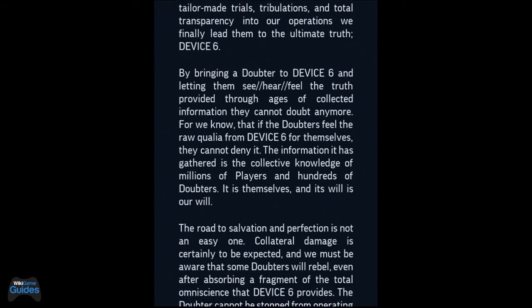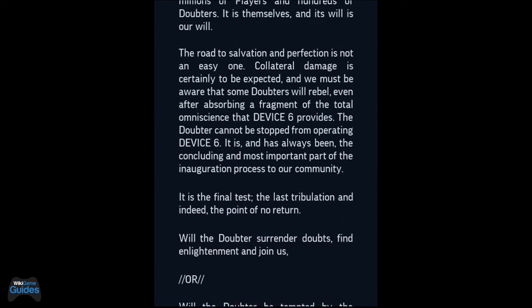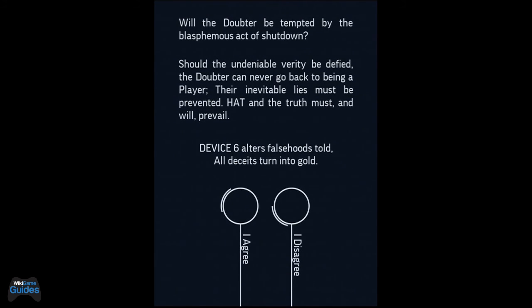So here you learn about Device 6 and what it is, that you're called the Doubter. And at the end it says, Device 6 alters falsehood told, all deceits turn into gold. And you can agree or disagree.